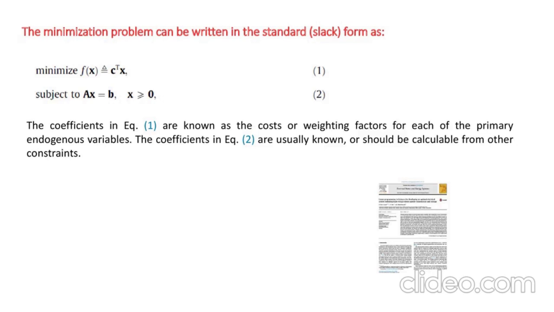We need to minimize the cost, that is, f of x equals c transpose x, subject to some constraints, that is, Ax equal to b. The coefficients in the equation are known as costs, and w is the weighting factor for each primary endogenous variable. The coefficients should be calculated, and the other constraints are important. So by solving this, we can maximize the profit and minimize the cost.